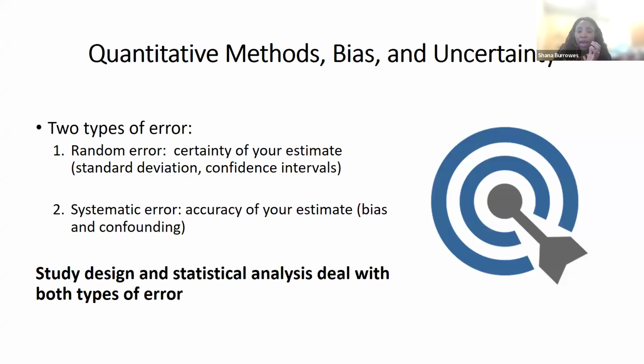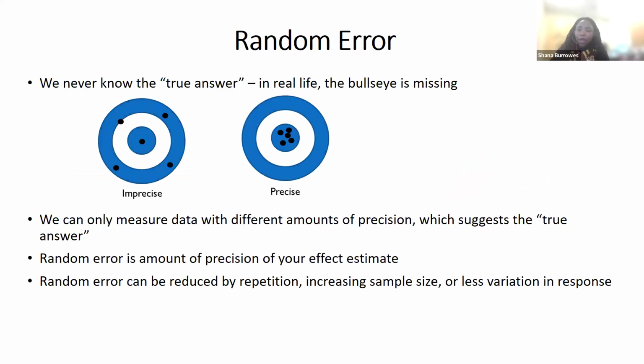And study design and analysis can deal with both types of errors. So it's actually really important to have a strong study design and an appropriate analysis for the design of your study. So we're going to start with random error first. I previously mentioned that you use your quantitative measures to estimate a quantifiable truth, and that's because we never know what the true answer is.